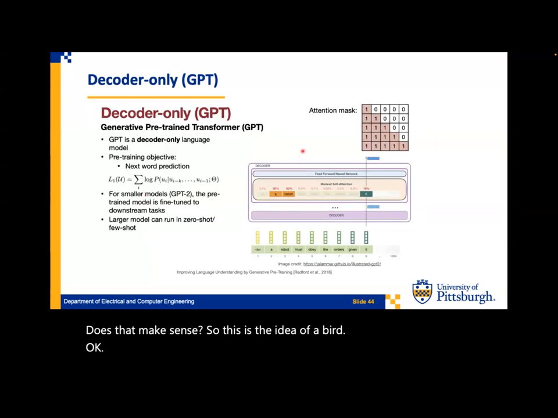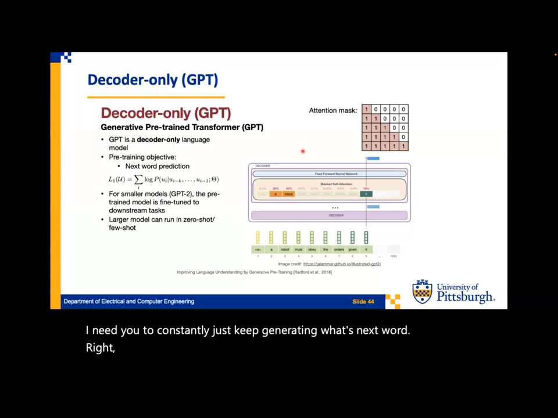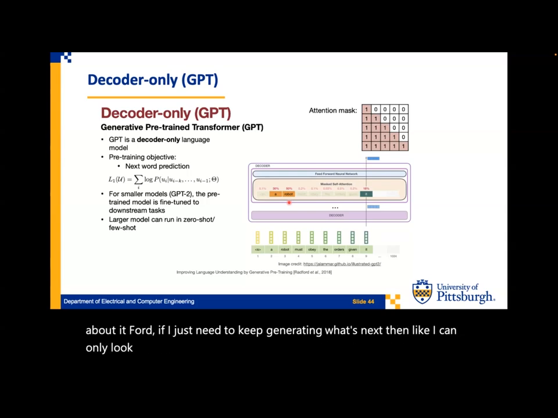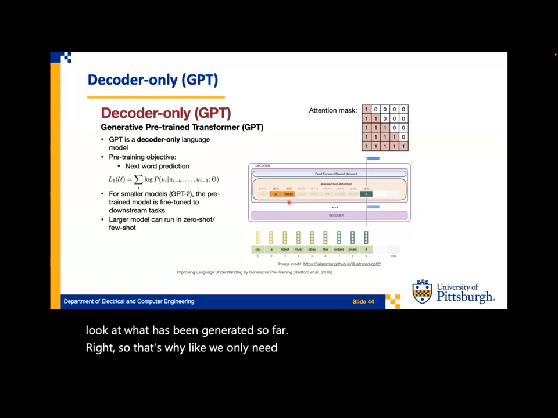But for GPT, it's totally different. For GPT, basically, by looking at the prompt, I need to constantly keep generating the next word, right? So GPT is a decoder-only transformer, because if I just need to keep generating what's next, then I can only look at what has been generated so far, right? So that's why we only need to use the decoder part to do this.